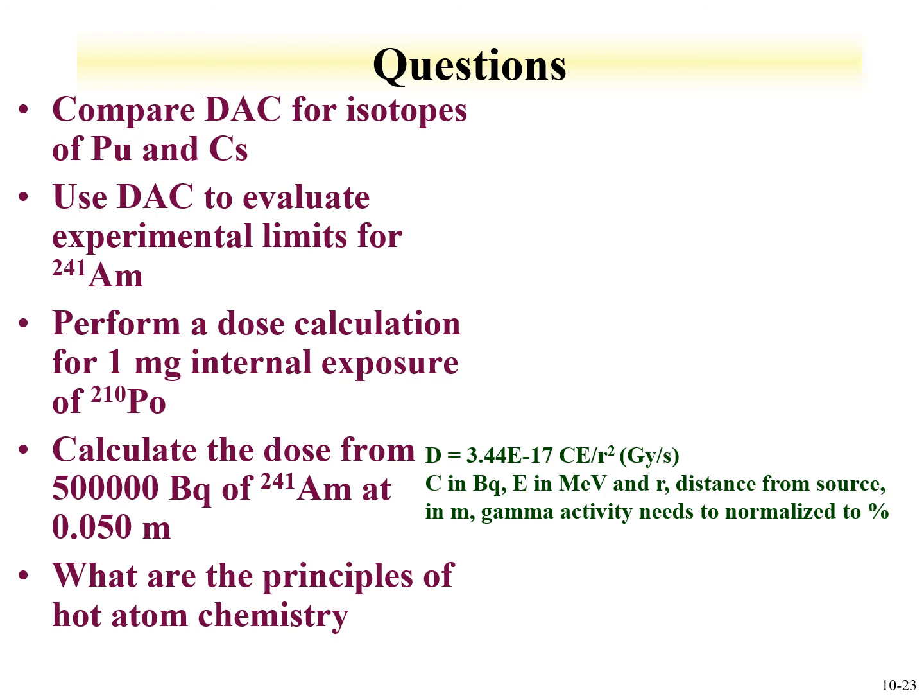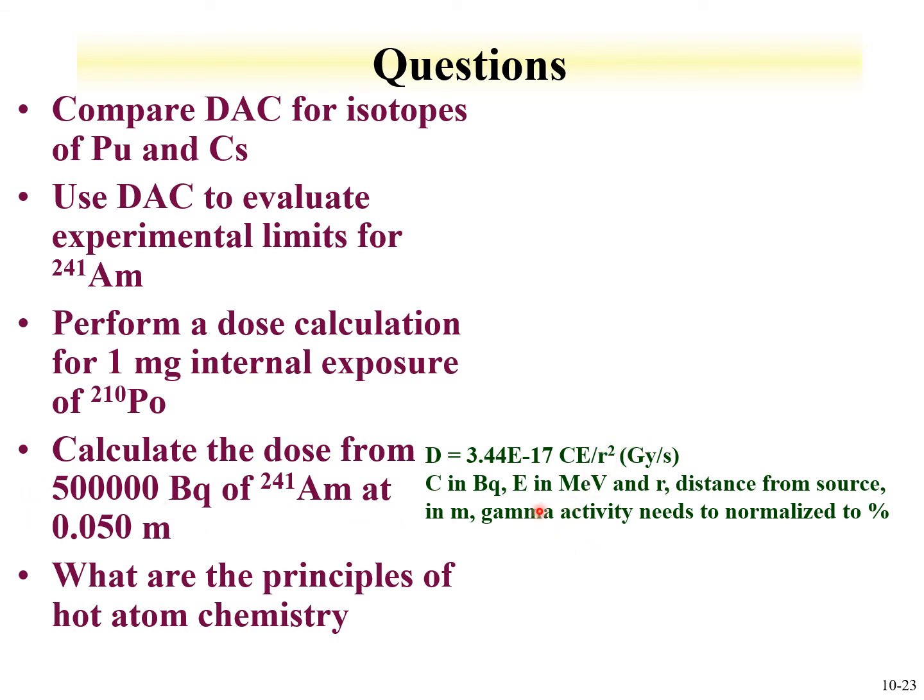Here, one would just take this equation where the activity C is in becquerel. The energy is in MeV, so you need to get the gamma energy of americium in MeV. It's about 60 keV, so you need to convert that. R is in meters, and the data is shown here in meters, so divided by R squared.